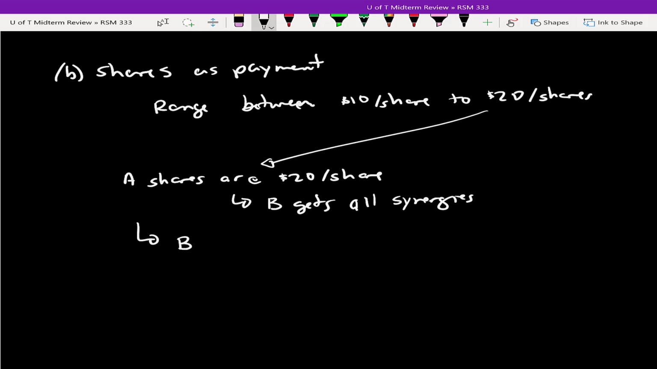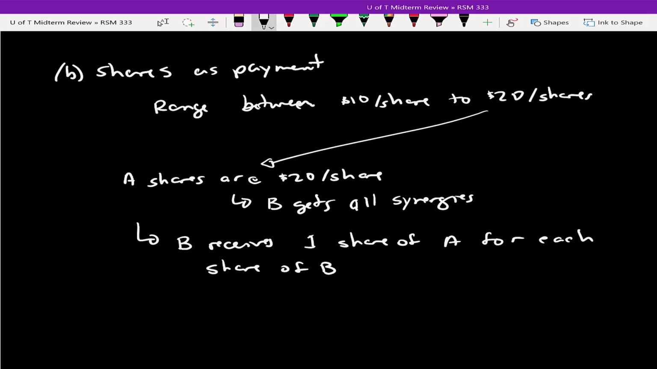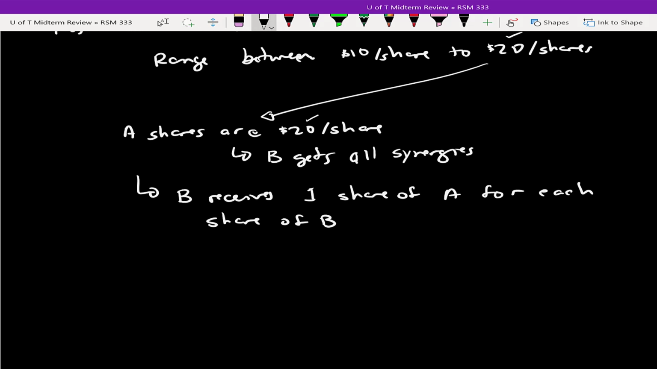Therefore, B receives 1 share of A for each share of B. Okay, so they get 1 share of A, which is worth $20 for each share of B. So they're getting $20, and that's the maximum that A will pay. So that's the top end of the range, 1 to 1. What's the least? So the least is $10 per share that B will take.